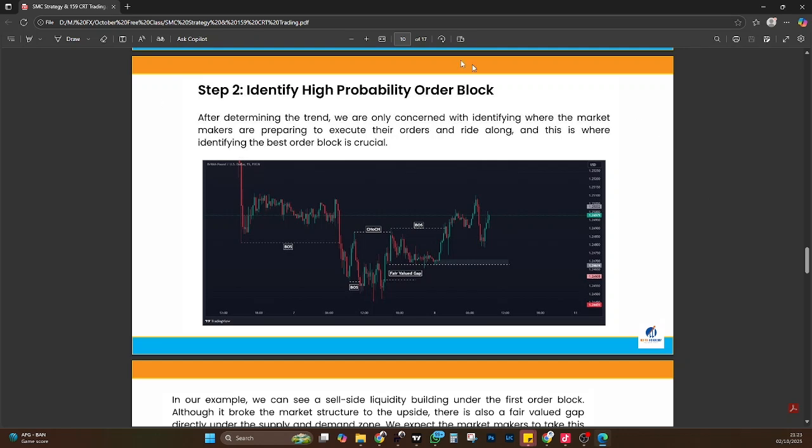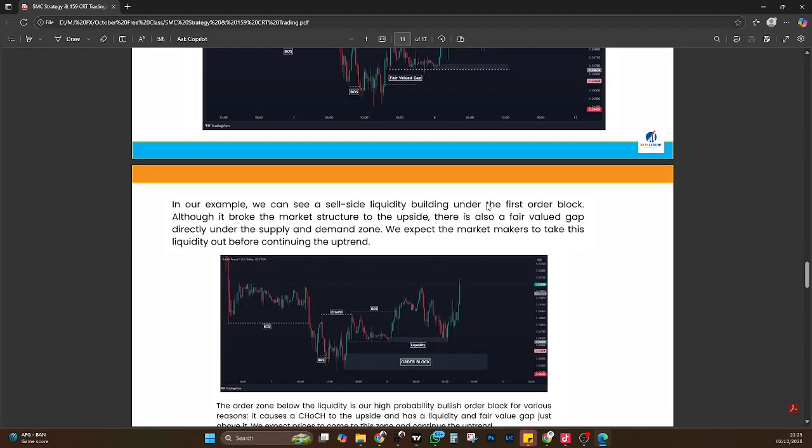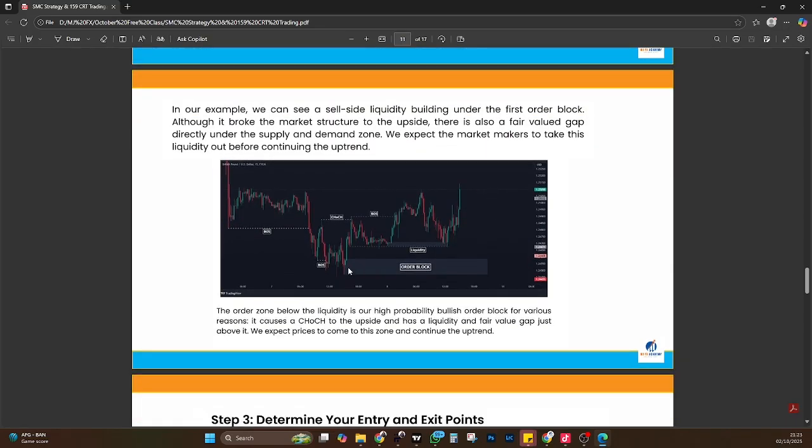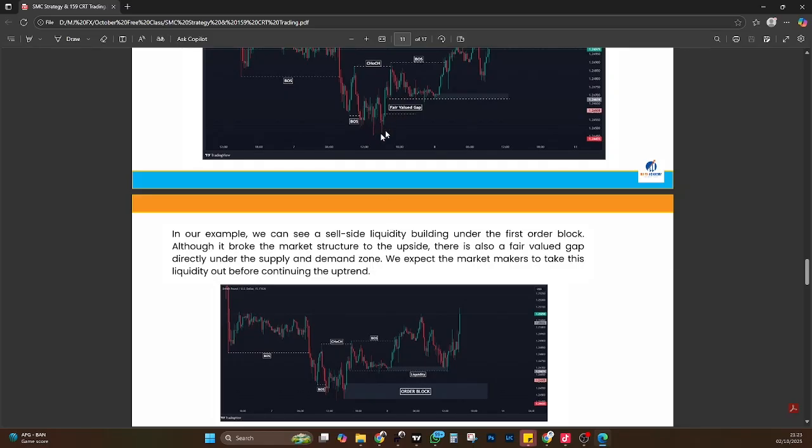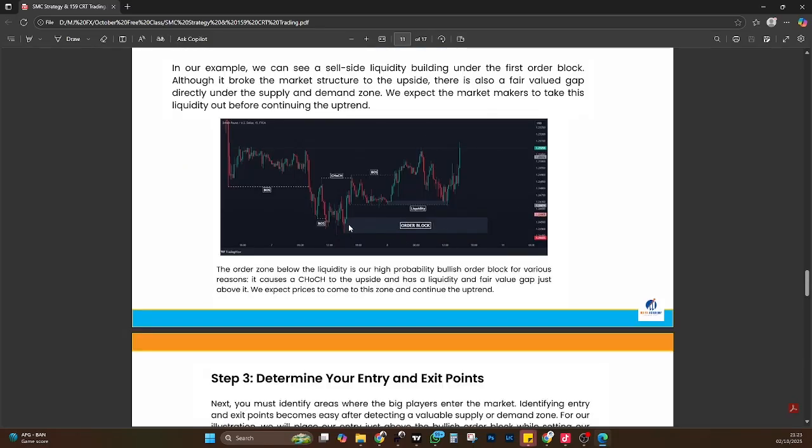This is what I will teach people who will move on to the premium class, because it is very complex. You see that this is what I've just shown you here, that the order block we have is this one. Okay, this is my advice.